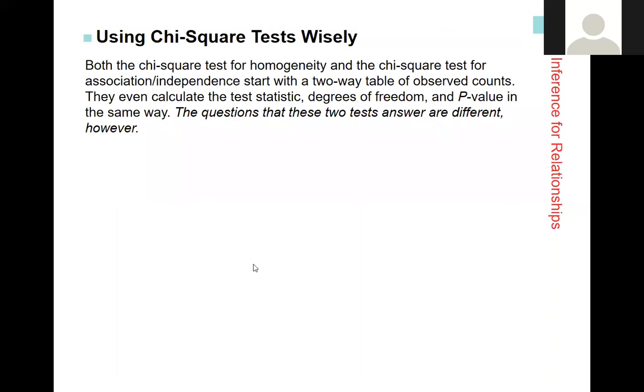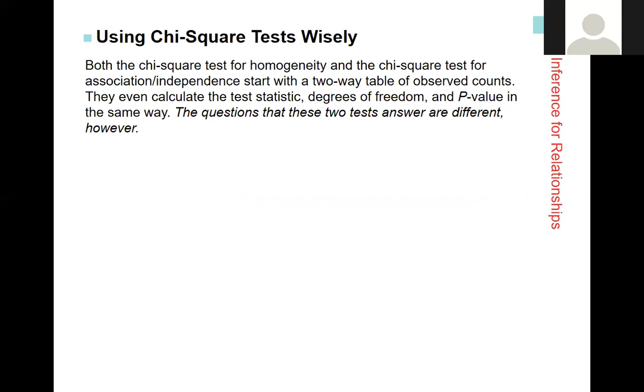So both the chi-square test for homogeneity and chi-square test of association for independence start with a two-way table and then calculate the test statistic. That is different, by the way, from the other chi-square test we have, which is the goodness of fit. The goodness of fit one is really easy to tell apart. Goodness of fit is when we have one variable that we're measuring. So we just have a plain table with one variable, and we are checking whether the proportions line up the way that they're supposed to. Right, so goodness of fit has one variable.